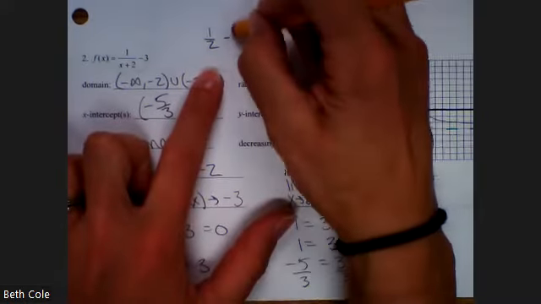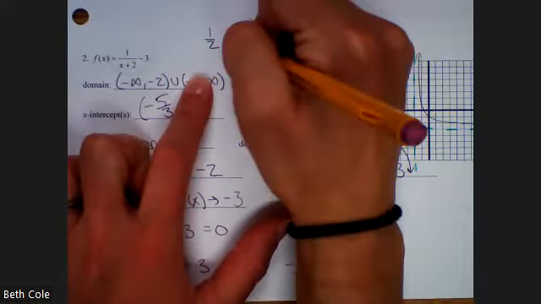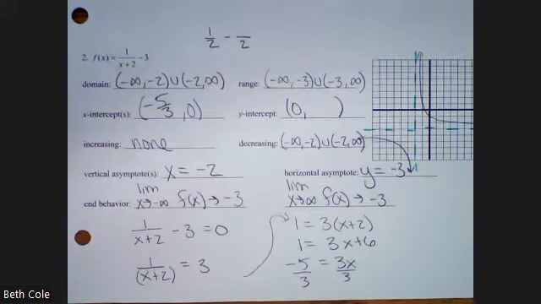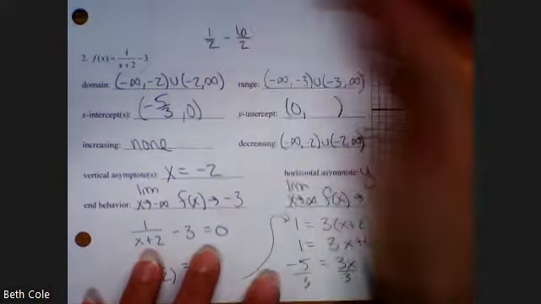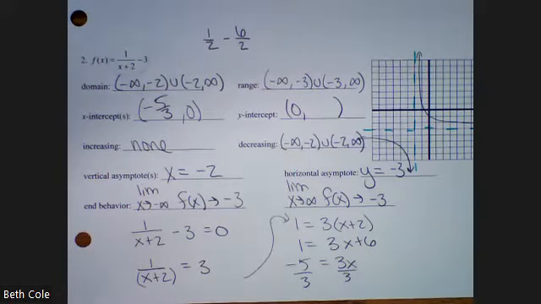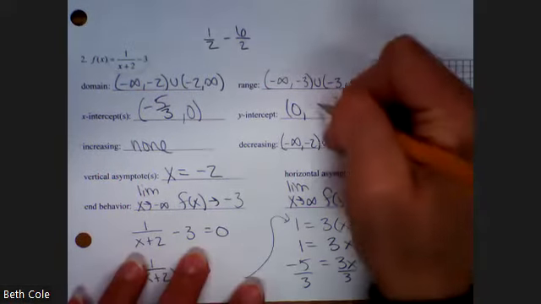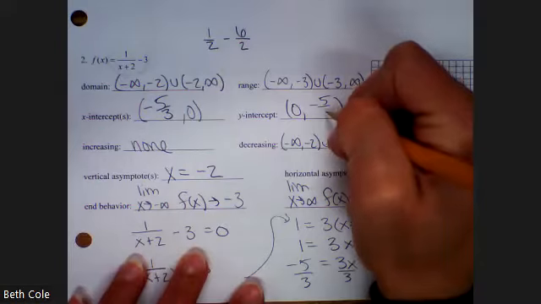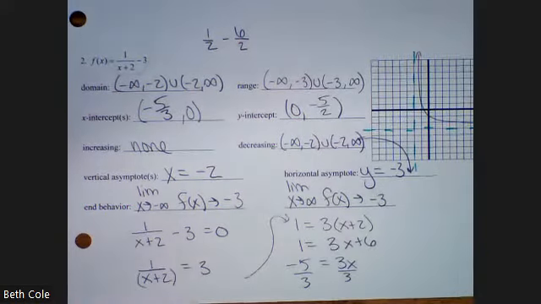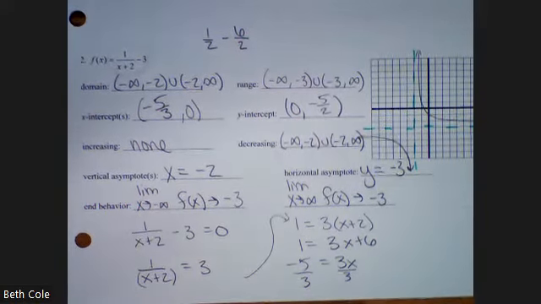What you would need to do is rewrite the 3 as halves. Million dollar question. How many halves is a whole 3? You guys have got that. Nice. 1/2 minus 6 halves. 1 minus 6 is -5. Good, okay.